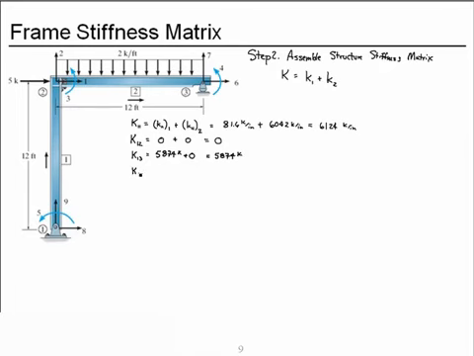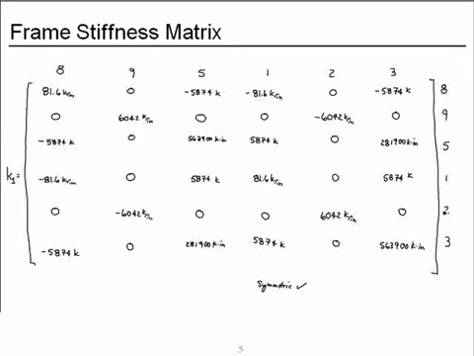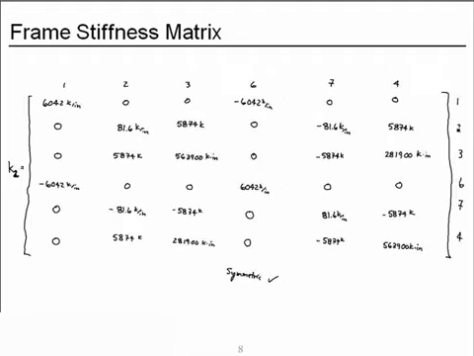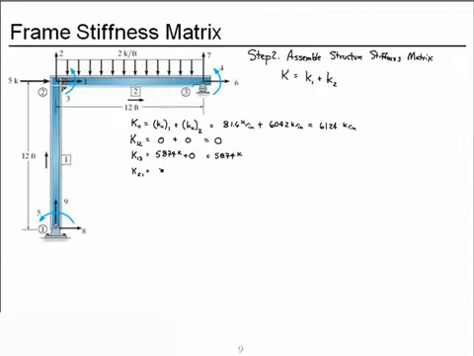Now, our second row, K21, from member 1, 2, 1 is 0, and member 2, 2, 1 is 0. So this stiffness coefficient is 0.